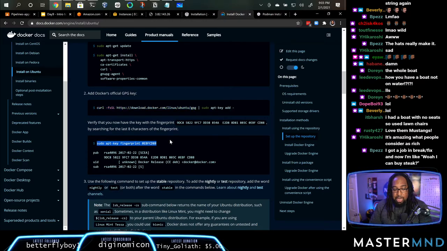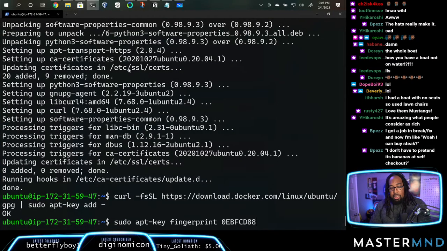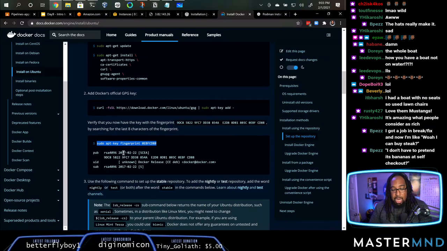All right, add fingerprint. I usually skip the fingerprinting process, especially for a server I'm going to tear down. But no big deal.